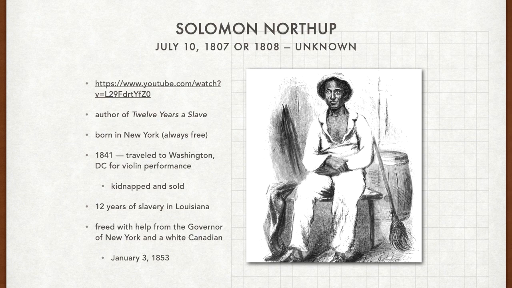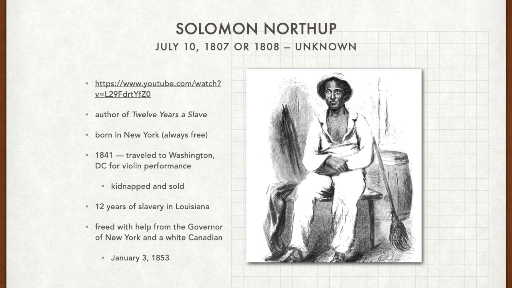He was shipped to New Orleans, purchased by a planter, and held as a slave for 12 years in the Red River region of Louisiana, mostly in Avoyelles Parish. He remained a slave until he met a Canadian working on his plantation who helped get word to New York, where state law provided aid to free New York citizens who had been kidnapped and sold into slavery.